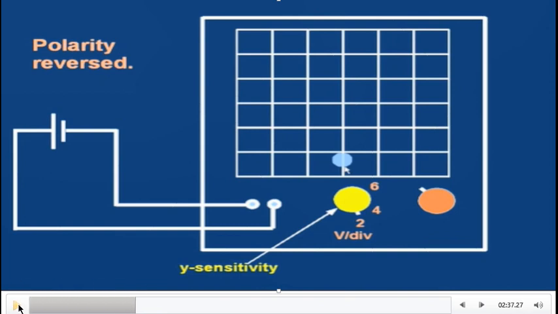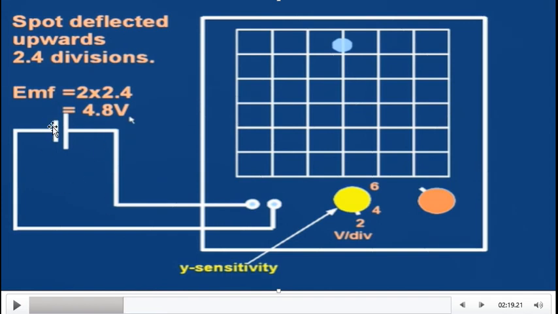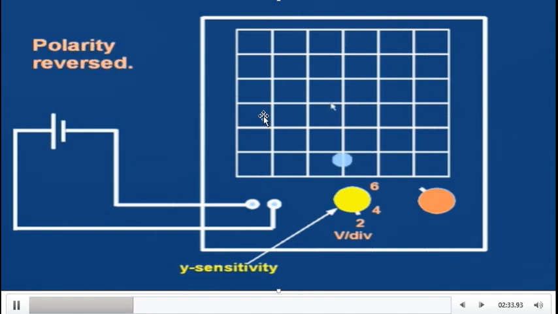Observe carefully what happens here when we change the polarity. Here negative is on this side and positive on the right side, and the spot is at the top, towards the positive axis. Now if we change the polarity, so positive comes on the left side and negative on the right side, then the spot comes down towards the bottom, the negative side. The polarity is changed, but of course the voltage remains the same: one box, two box, and again the same 2.4. So just by changing the polarity, the direction is opposite and the deflection is reversed.